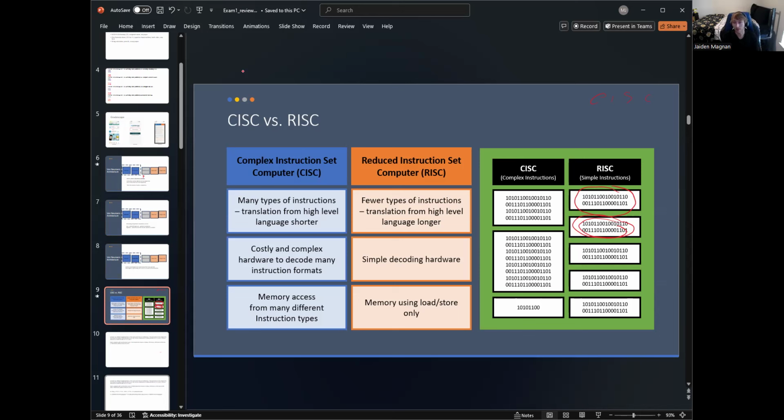So let's say, for example, you want to add two numbers. You would have to load one number from memory and maybe put it in a register. You would have to load another from memory and put it into another register. And then you would need to add the registers together and then finally store it back into memory. It took 4 instructions just to do this simple add procedure, right?